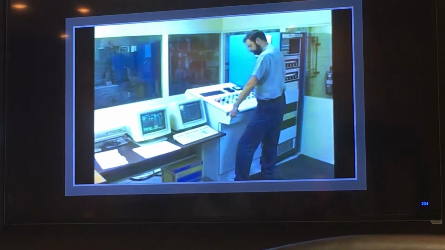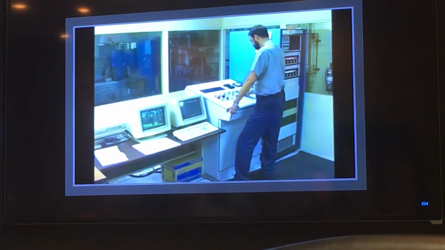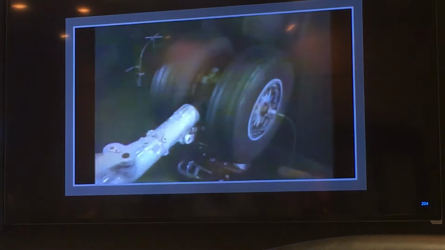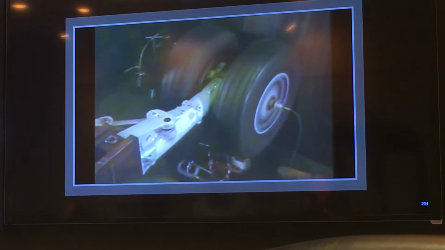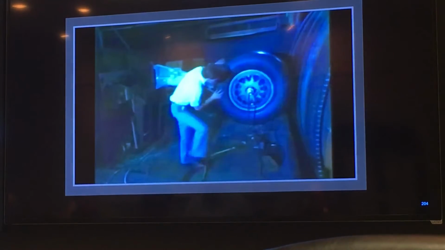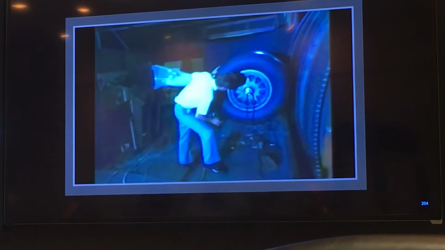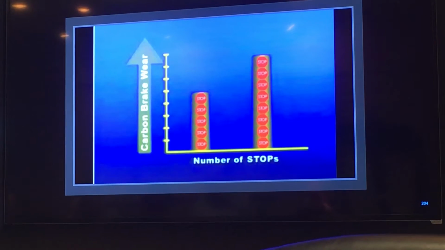In further laboratory testing, we looked at the number of taxi stop events to see how it affected carbon brake wear. We used 5 stop events as our base and increased the stop events by 60%, or 8 stops. The total carbon brake wear also increased by almost 60%. The results of this testing showed that carbon brake wear increases in the same proportion as the number of taxi stop events increase.